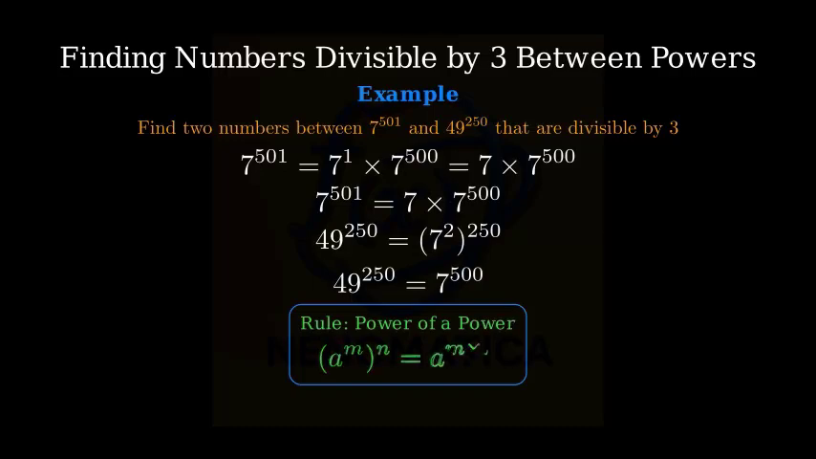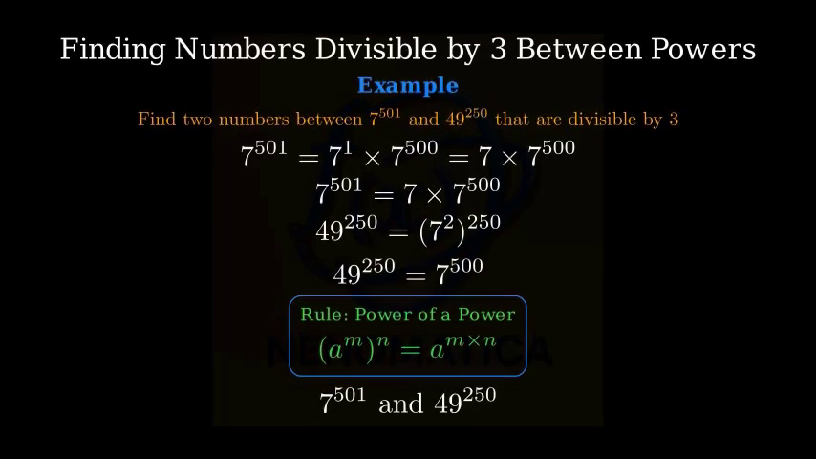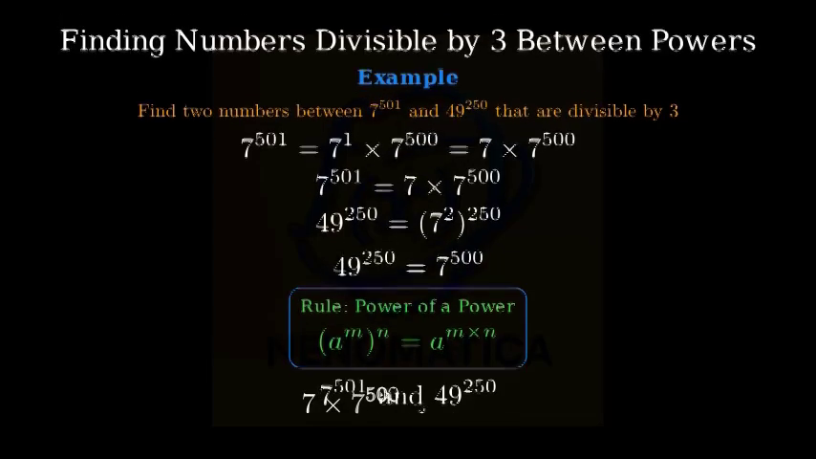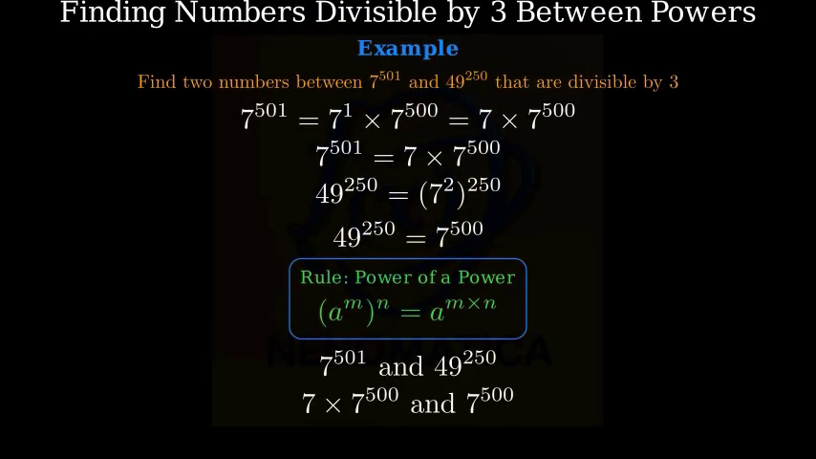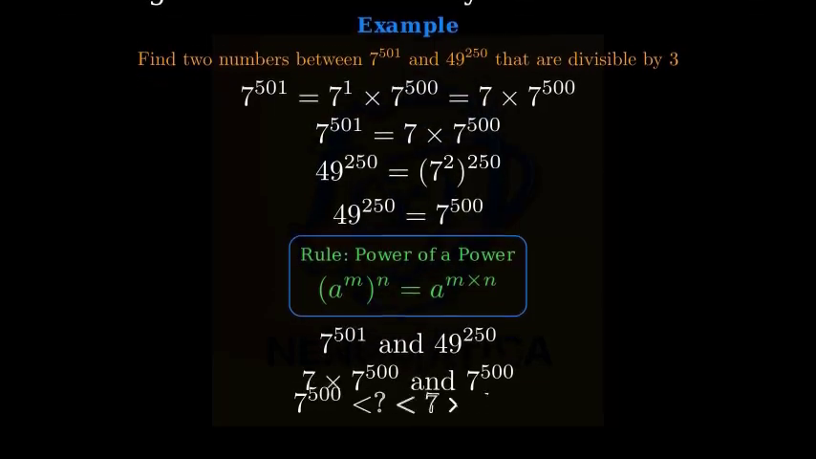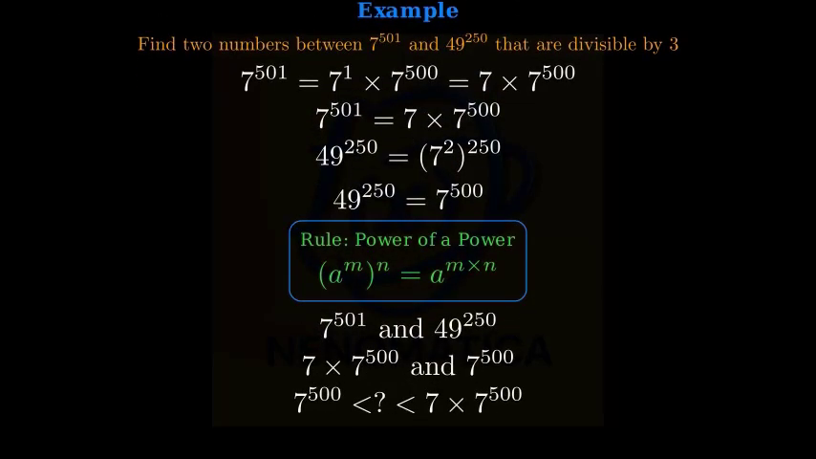Now, let's establish what we're looking for. We need to find numbers between 7 to the power of 501 and 49 to the power of 250. Looking at our simplified expressions, we can rewrite this as finding numbers between 7 times 7 to the power of 500 and 7 to the power of 500. So we need numbers between 7 to the power of 500 and 7 times 7 to the power of 500.